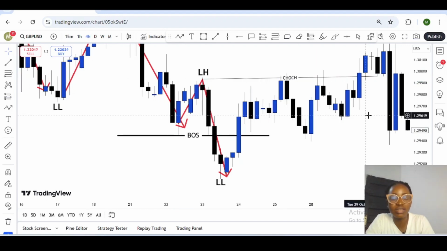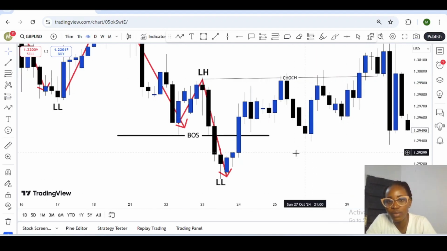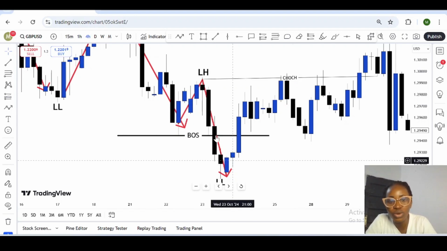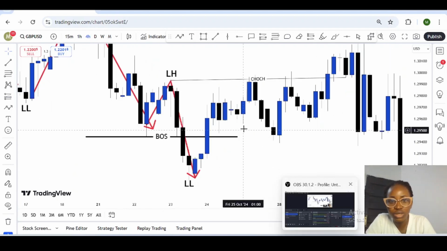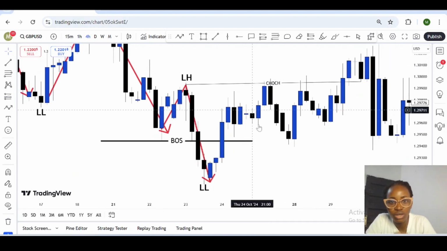So that's how to identify when price is shifting from an uptrend to a downtrend, and when price is shifting from a downtrend to an uptrend. So when price is still maintaining a downtrend, we want to see a series of lower lows and lower highs. But when price shifts its structure to the upside, we want to see price breaking the recent lower high to the upside. So let's move to what is called a consolidation.